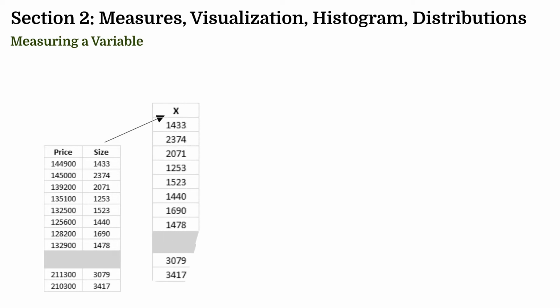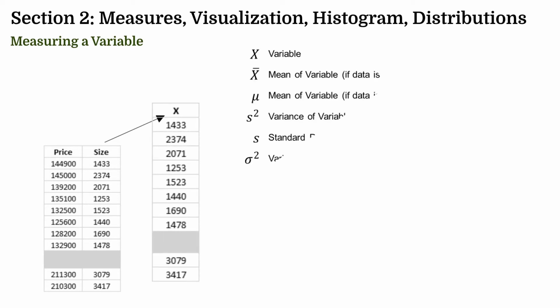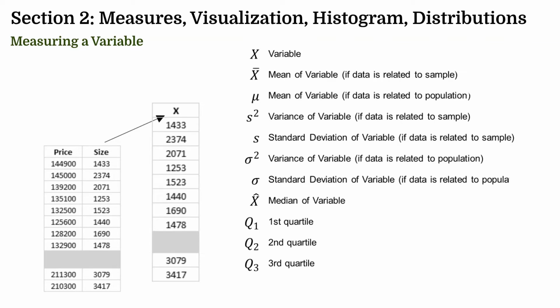Section 2, measures, visualization, histogram, and distributions. First, measuring a variable. Here I have home sale data. I consider variable size. I call it X. And now I have a bunch of measures for that variable.